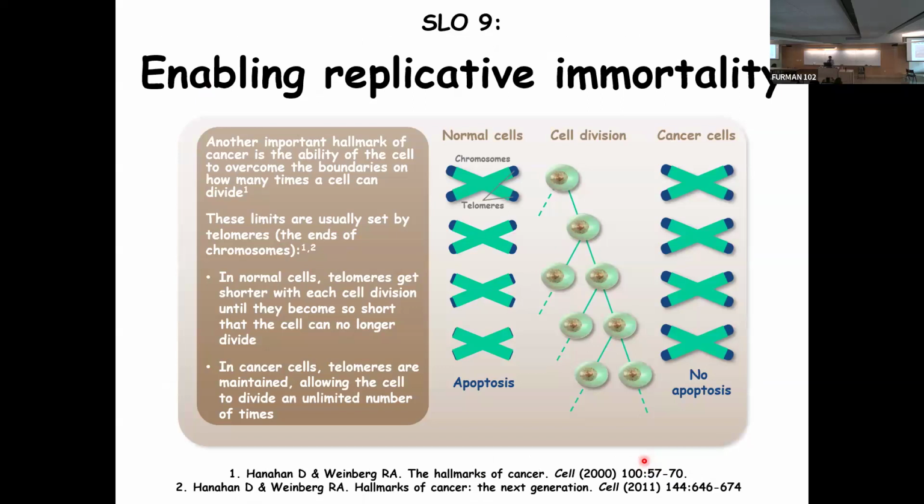Now, the next is enabling replicative immortality. In simple words, how can I, as a cancer cell, keep on dividing and proliferating and probably be happy lifelong? In an ideal scenario, that's not the case, because a normal somatic cell in our body, every cell in every tissue, has a limit. They undergo chromosomal telomere shortening.